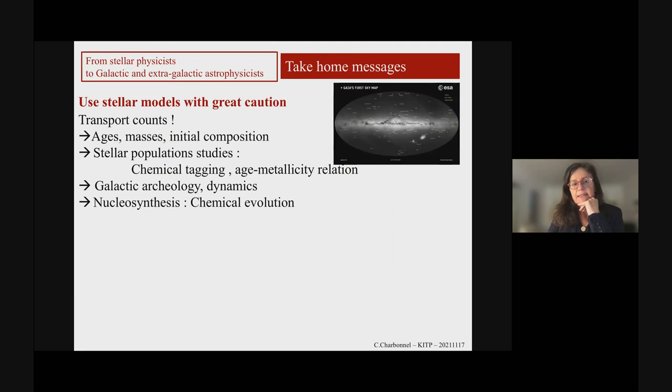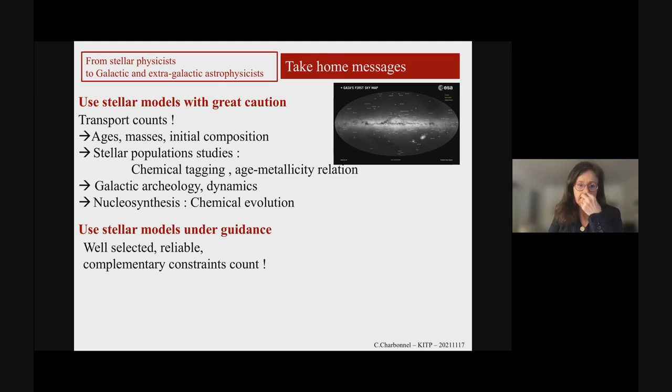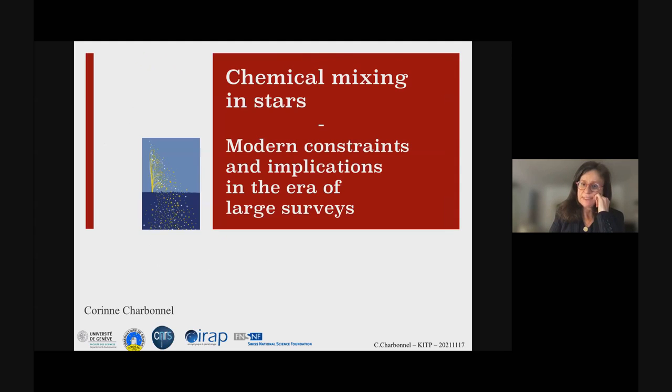And the last thing is that for stellar physicists to galactic and extragalactic physicists, the take-home message would be to use stellar models with great caution, because indeed the transport counts and changes all the predictions, but we are far from understanding all these aspects, all these interactions, etc. And if we want to make beautiful galactic archaeology and chemical evolution, we need to hire stellar physicists and people working on these aspects.